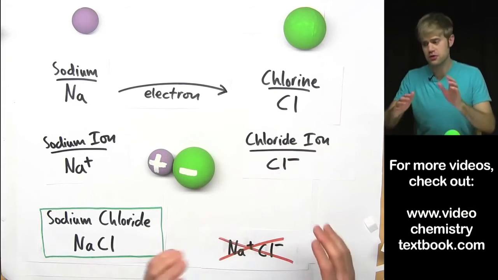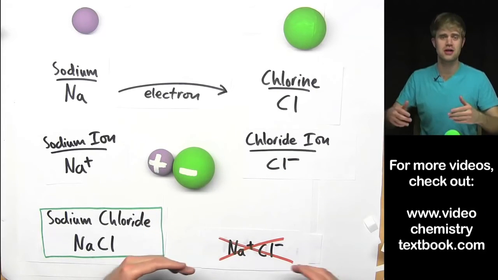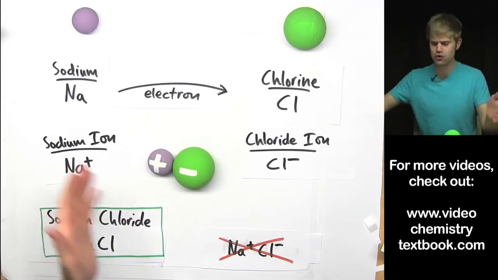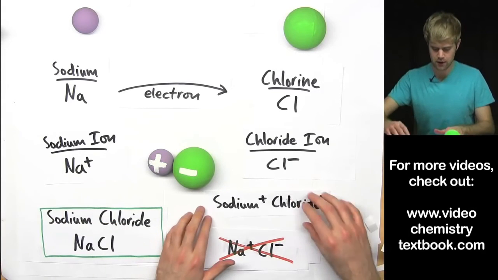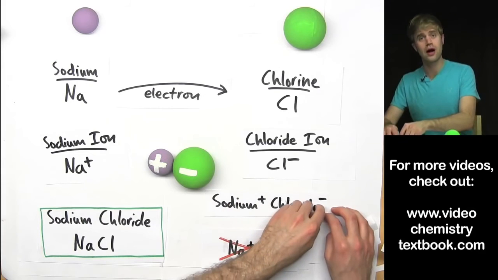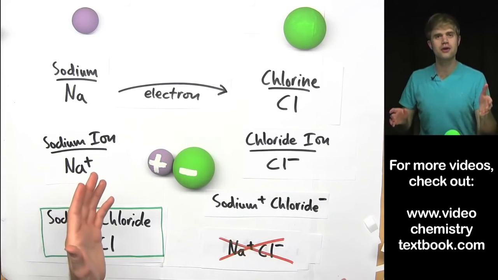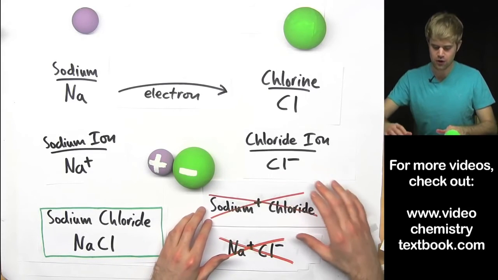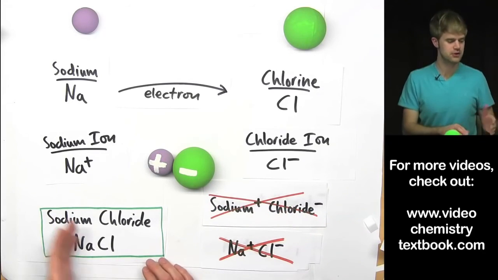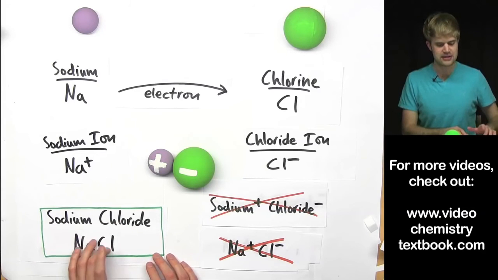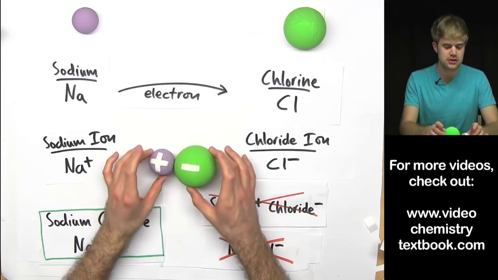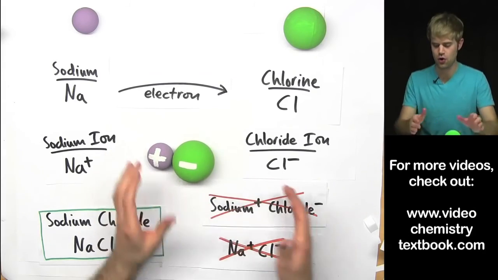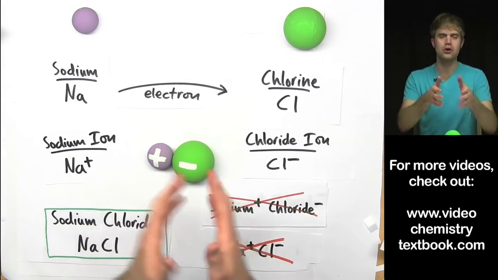One other thing that sometimes happens is when people are asked to name this compound, like the name sodium chloride, they try to keep these charges in. So they call it sodium plus chloride minus. And again, you don't want to do that because we don't keep the charges. So don't call it sodium plus chloride minus. It's just sodium chloride, NaCl, even though these atoms still have a charge. Because they're balancing each other out in this compound, we don't worry about the charge when we're naming it.